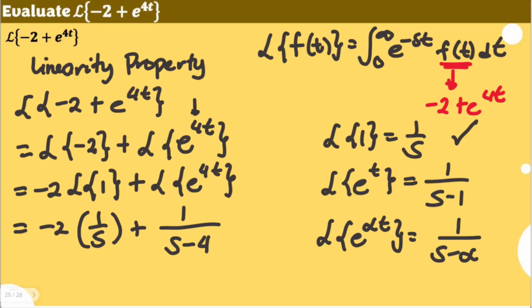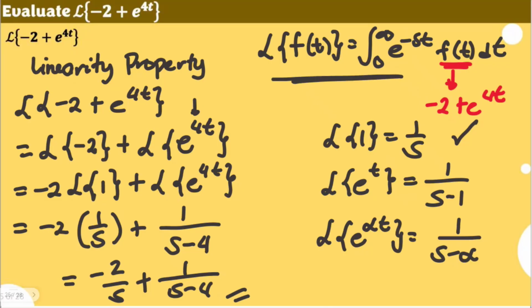With this, combining the terms, you have negative 2 over s plus 1 over s minus 4. This is the Laplace transform of the binomial expression negative 2 plus e to the power of 4t. We did this using only the rules we have previously illustrated in some of the videos. Now, if you would like to use the definition, of course, you may.